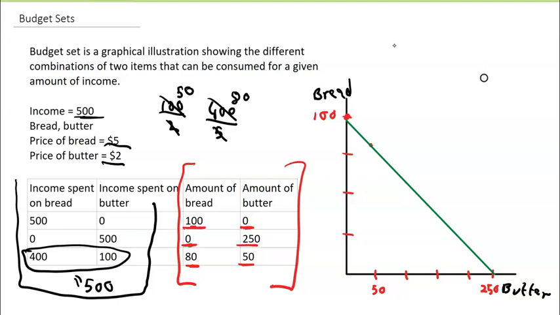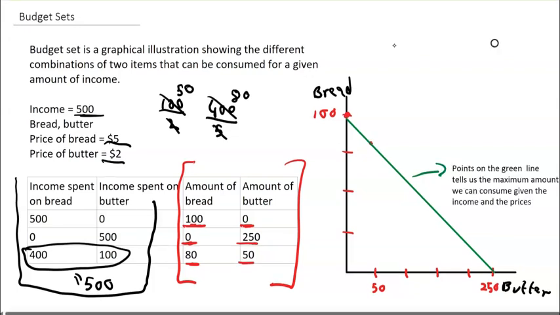So the green line right here is going to tell us the maximum amount we can consume given the income we have. The points on the green line tell us the maximum amount we can consume given the income we have and the prices we have in the market. So now what about a point inside? Let's say a point like here.